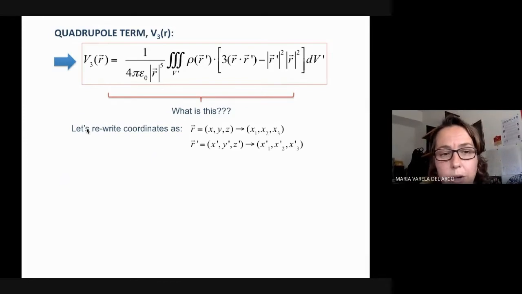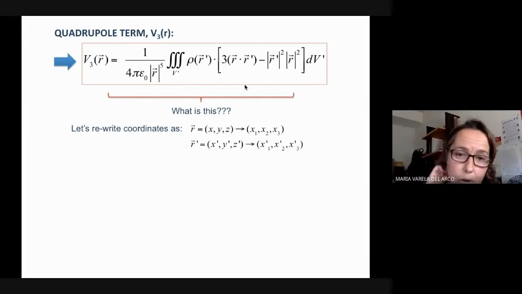Okay, let's just rewrite our Cartesian coordinates for a moment, just for the sake of notation, not as x, y, z, but as x1, x2, x3. Just to get to an expression with a more compact notation, no big deal. x1 will be x, x2 will be y, x3 will be z. And of course, for r prime, x prime, y prime, z prime will be x1 prime, x2 prime, x3 prime.